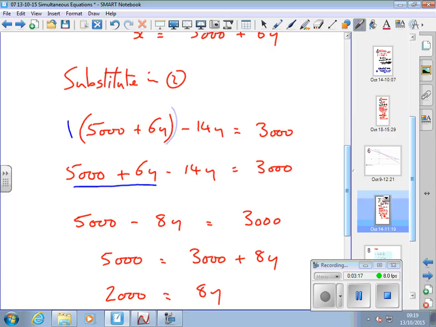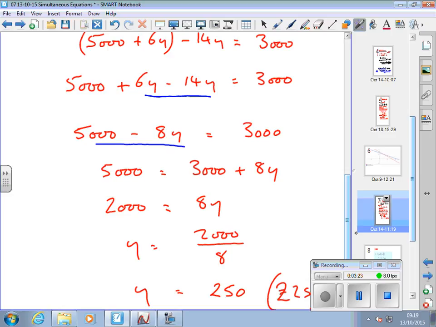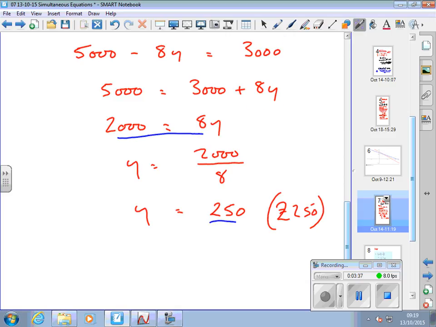So now I can collect together like terms. 5,000 minus 8y equals that. I don't like the fact that this 8y is negative, so add it to both sides. Shift it over there in other words. Subtract 3,000 from both sides to get this. Divide by 8. Y equals 250, so £250. Hopefully that's what you got.